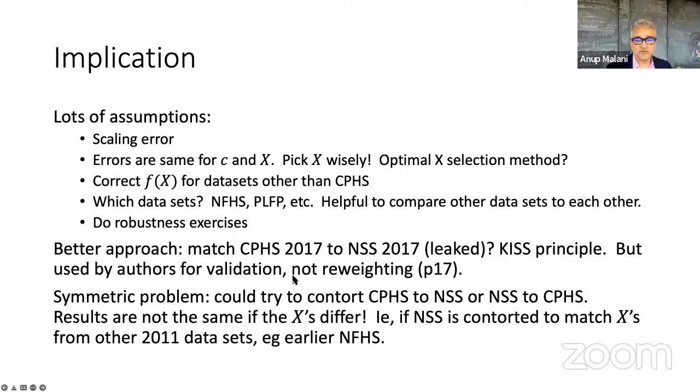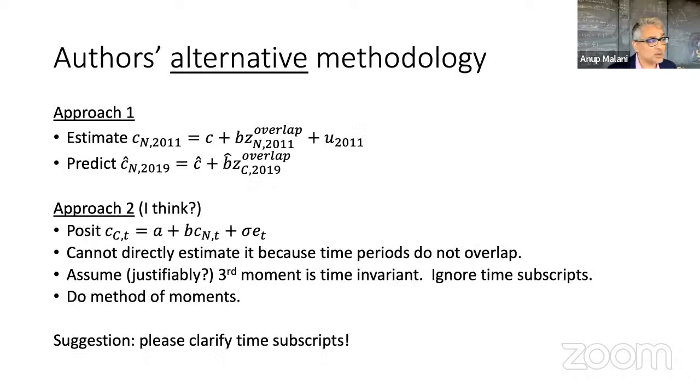The authors do a little bit of this on page 17, but they use it for validation, not so much for the reweighting. There's also a really interesting symmetry problem here. We're trying to contort CPHS to meet NSS, but you can imagine contorting NSS to make it look like CPHS. It could be that the results are different because the X's that you would use are different, because you need to use different data sets back in the early period, which is 2011. Okay, but it's an interesting exercise to think about. I'll talk a little bit more about that when we talk about what's better.